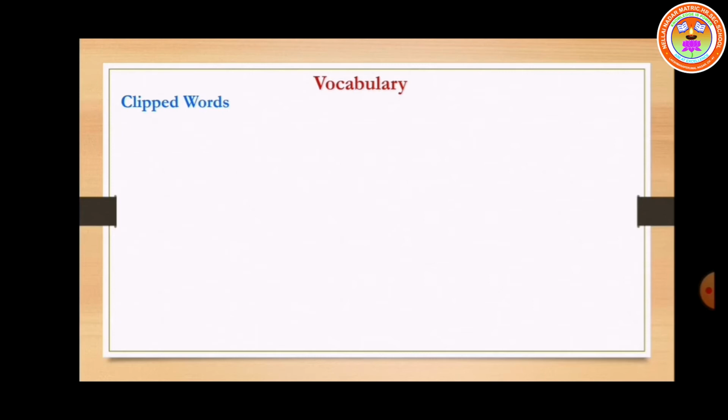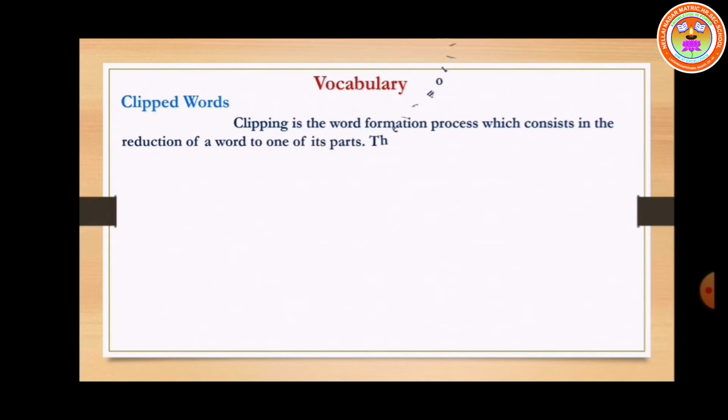Vocabulary section. Clipped words. What do you mean by clipped words? Clipping is the word formation process which consists in the reduction of a word to one of its parts. These words are called clipped words. Listen carefully again. Clipping is a word formation process which consists in the reduction of a word to one of its parts. These words are called clipped words.